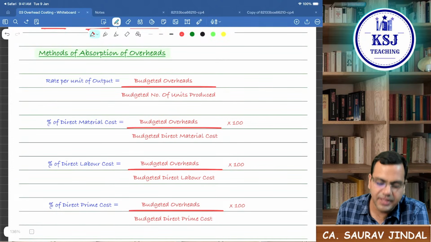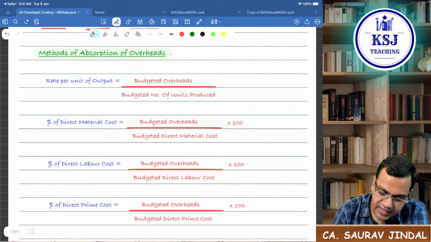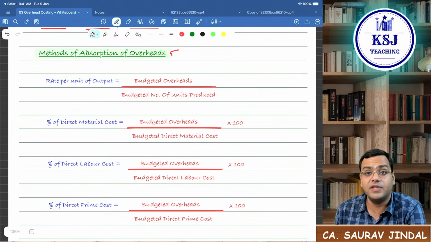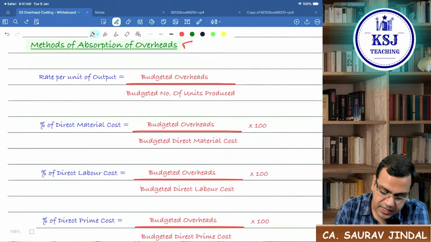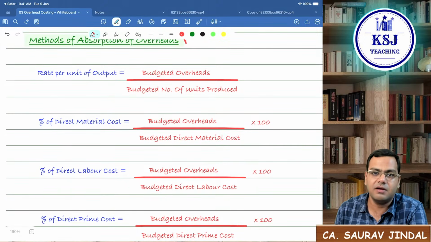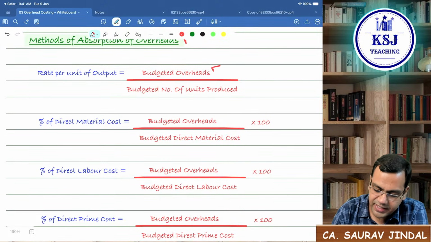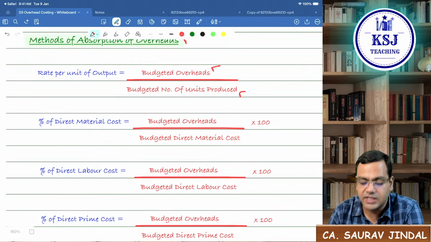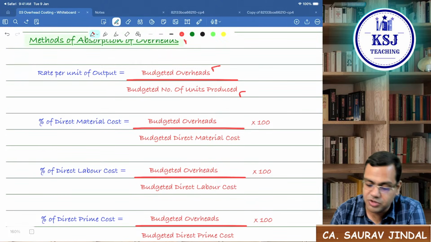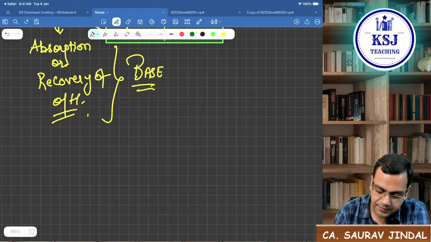Okay, let's come to the methods of absorption now. There are various methods of the absorption of overheads. Now in the absorption, like rate per unit of output, we are saying budgeted overheads divided by budgeted number of units produced. Now try to understand how this absorption takes place.